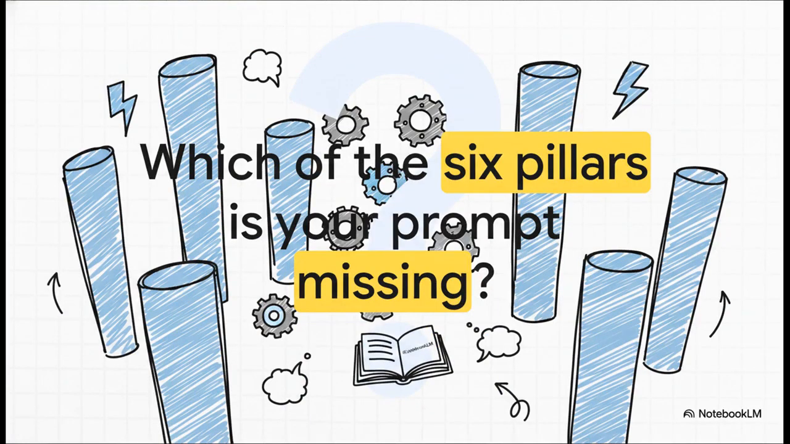I want to leave you with this question. Go review your own codebase right now. Audit your absolute weakest prompt against these 6 pillars and just see how quickly you can architect a massive breakthrough.